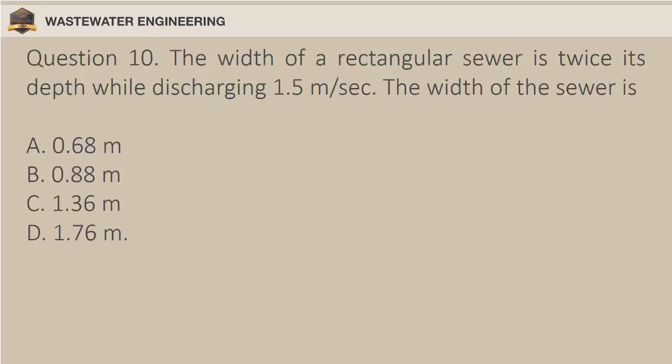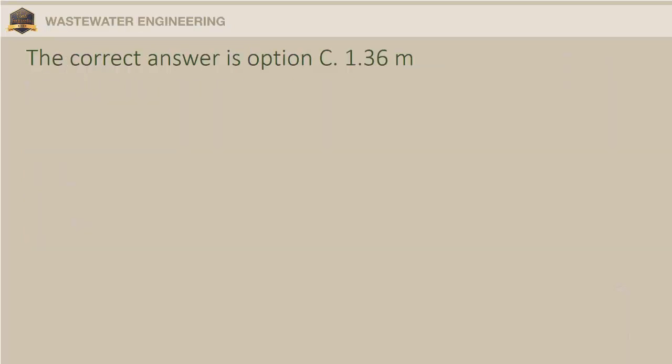Question 10. The width of a rectangular sewer is twice its depth while discharging 1.5 meters per second. The width of the sewer is A. 0.68 meters. B. 0.88 meters. C. 1.36 meters. D. 1.76 meters. The correct answer is option C. 1.36 meters.